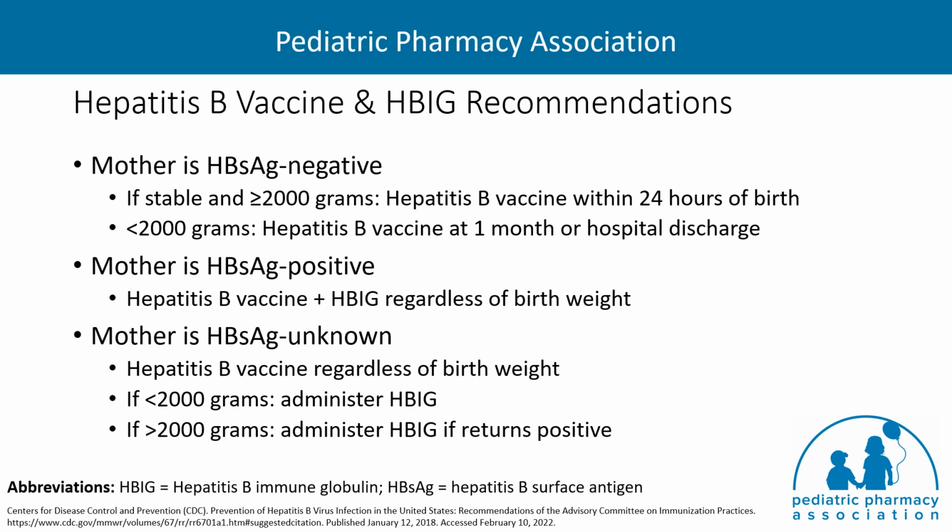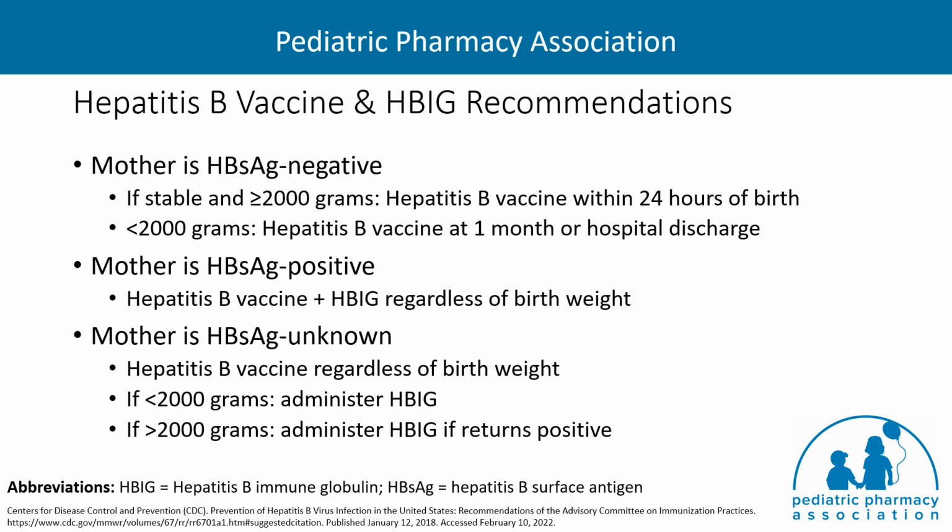If the neonate is greater than 2,000 grams with hepatitis B surface antigen results unknown, we will wait to administer the immune globulin until the results come back. If they are positive, we'll administer the immune globulin as soon as possible, but no later than day of life 7.